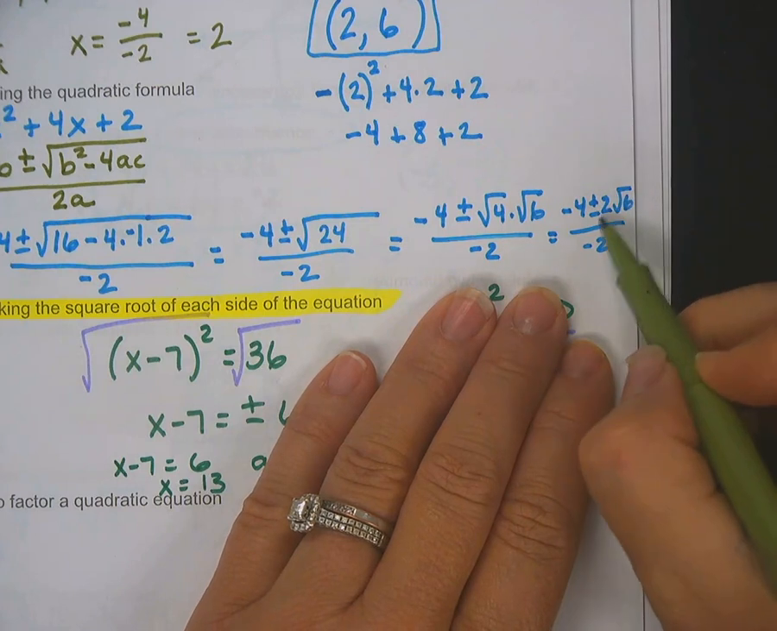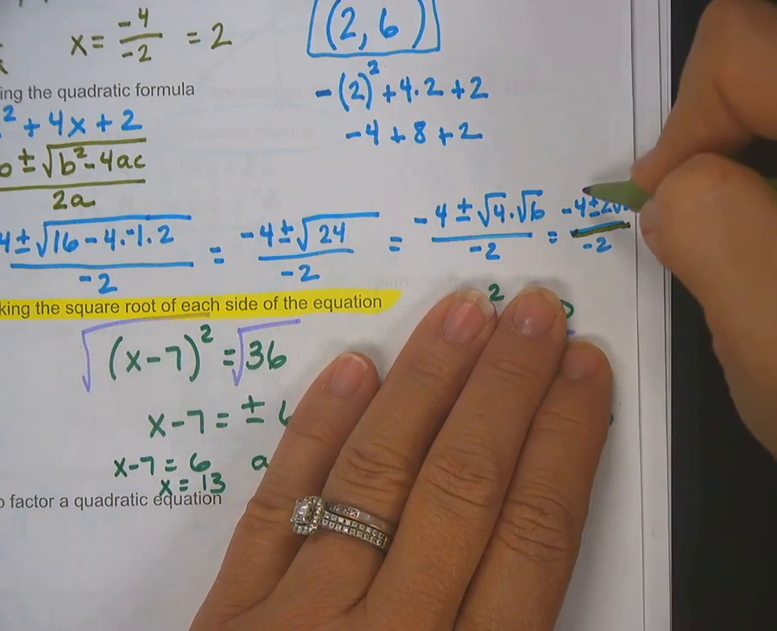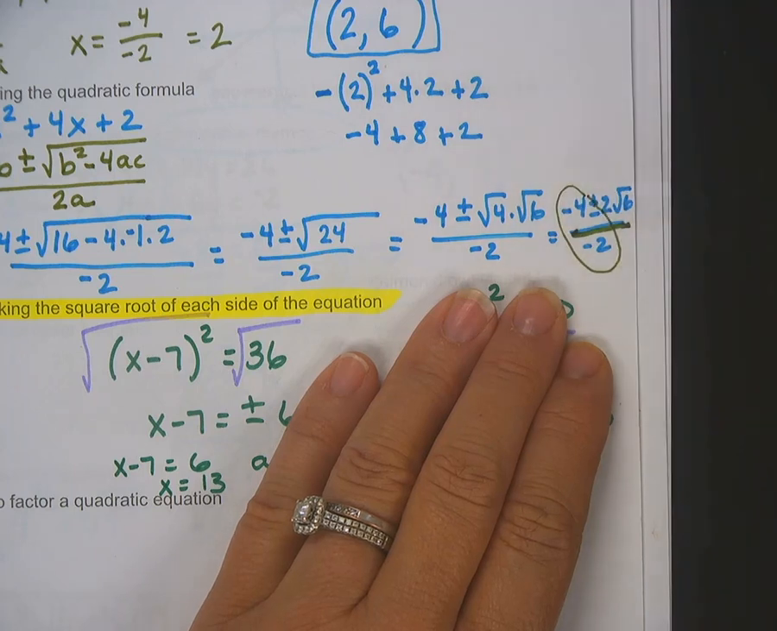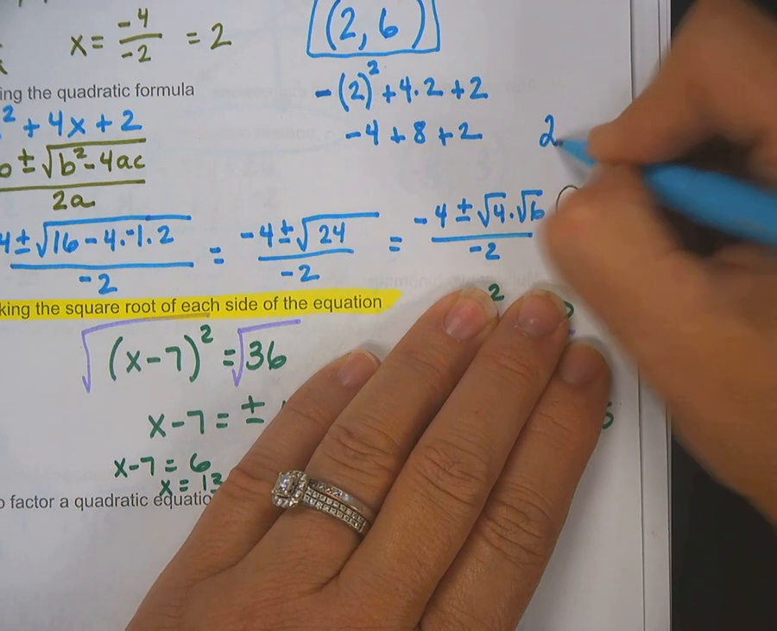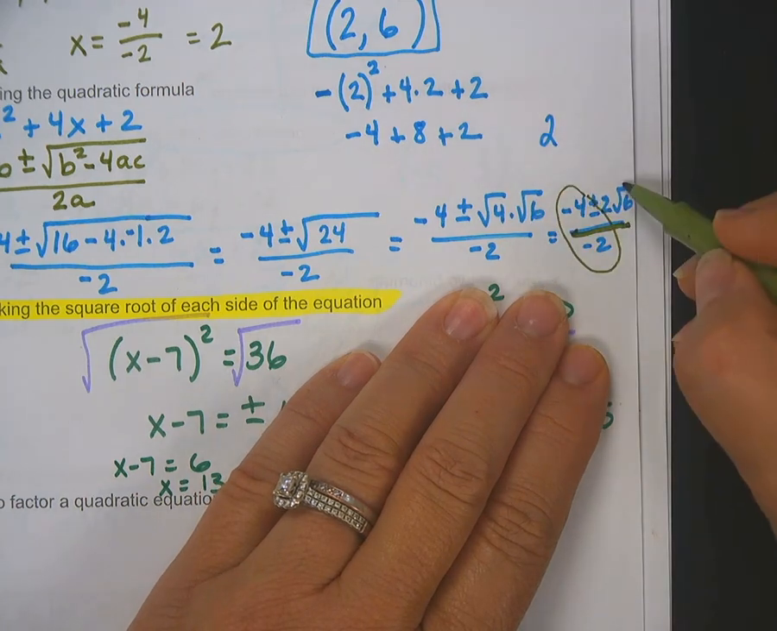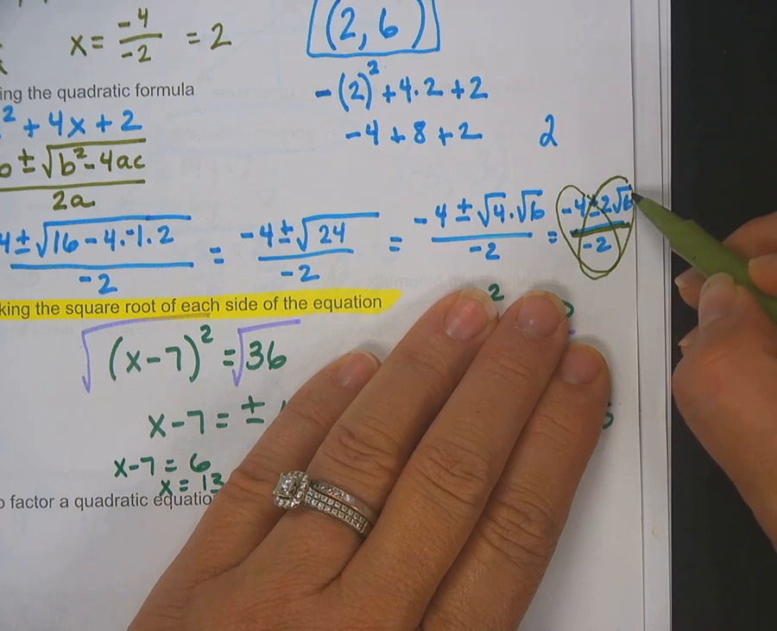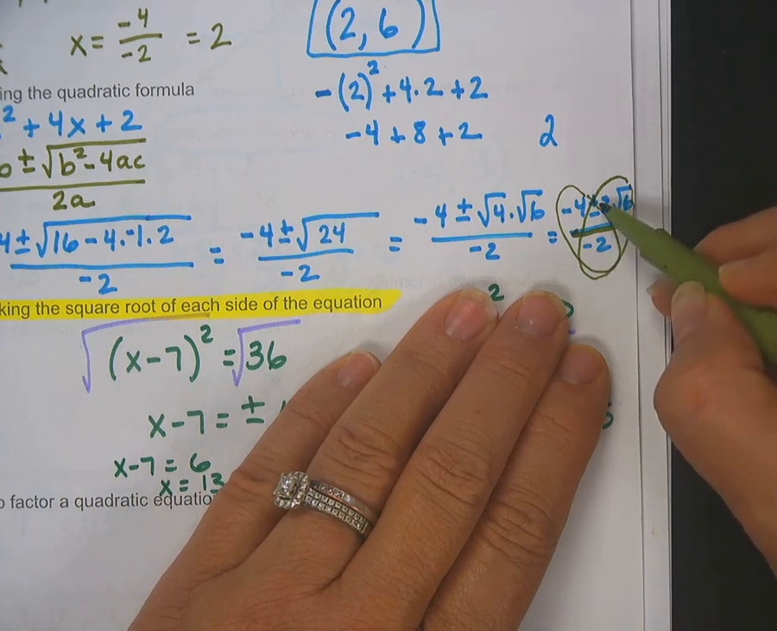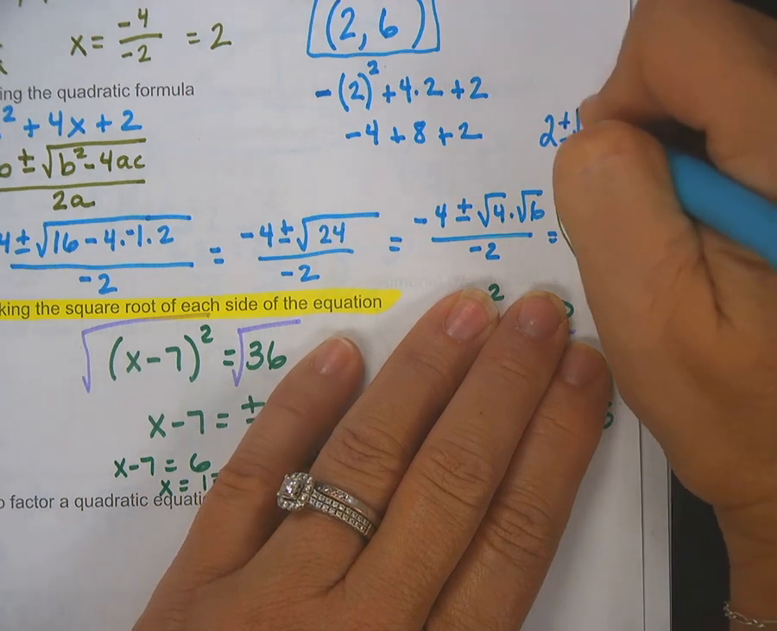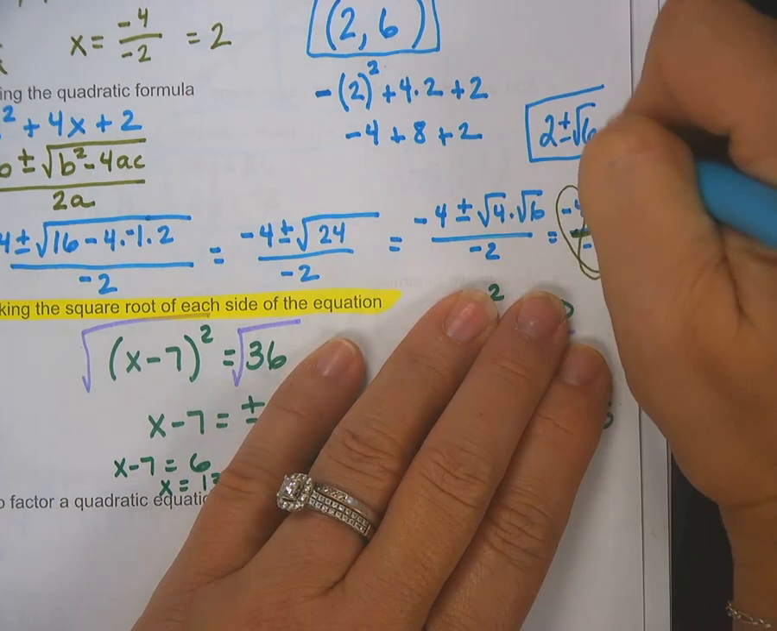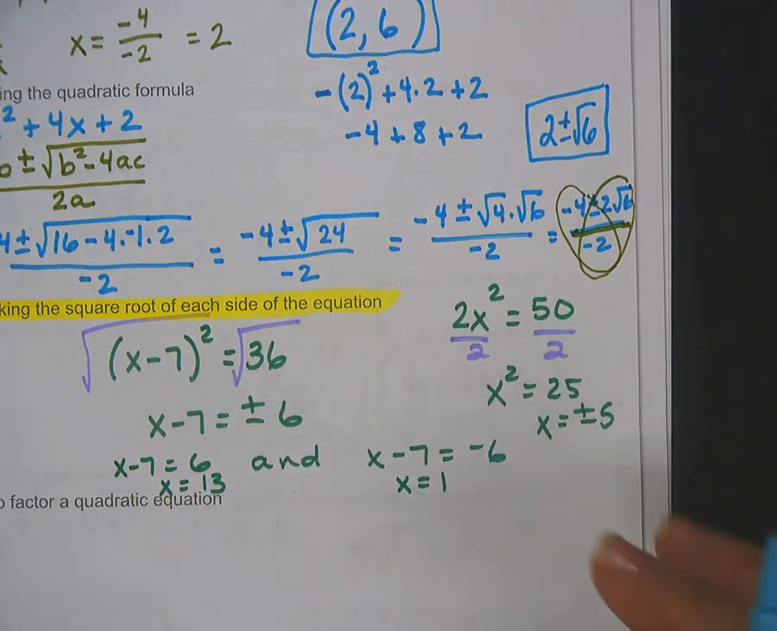Okay, now we have to divide this whole thing by negative 2, each part. So we first have to divide. Negative 4 divided by negative 2 is positive 2. Now we have to multiply or divide 2 square root of 6 divided by negative 2. The 2's are going to cancel, and we are just left with this. So there's our two solutions.